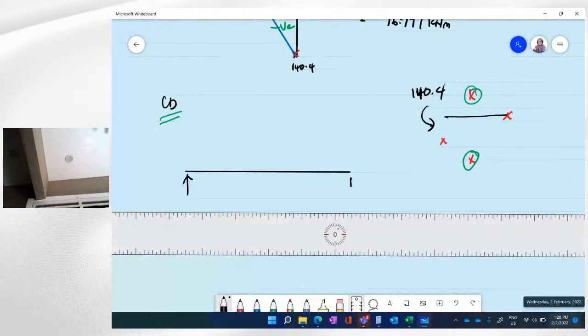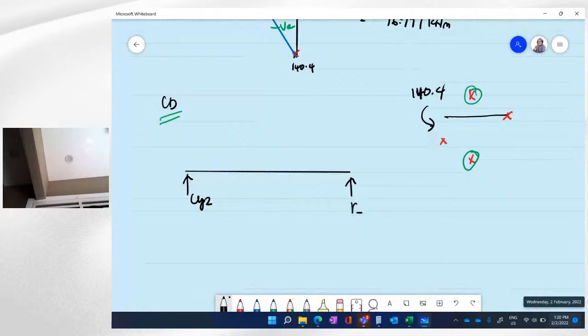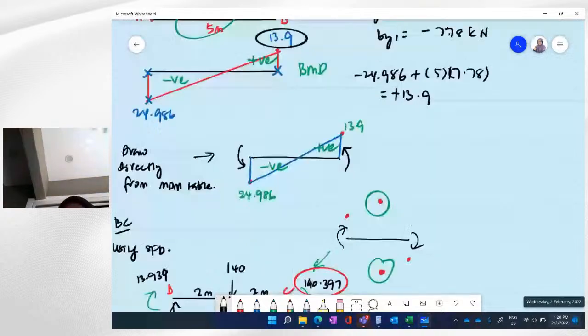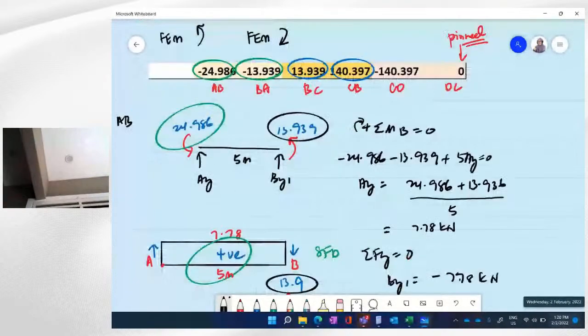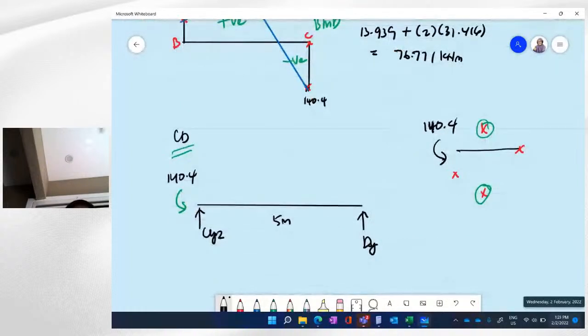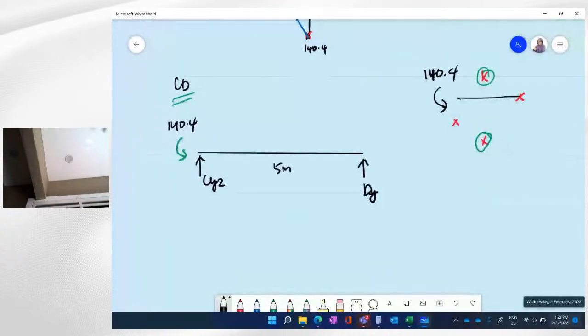Of course, we have CY2 and DY, and this is 5 meter. And the moment we get negative 140.4, okay, 397. So from this we can determine the shear force diagram, but don't forget to put the UDL.